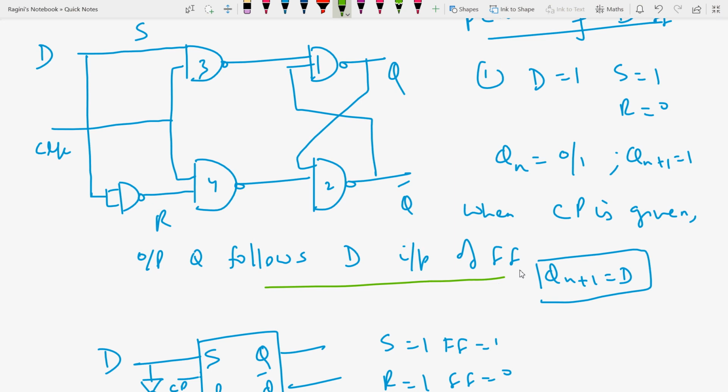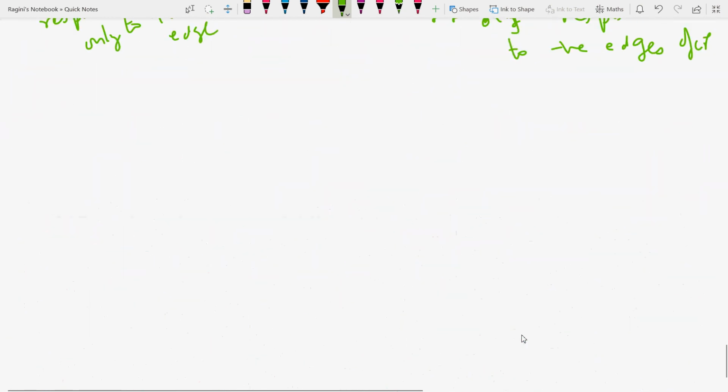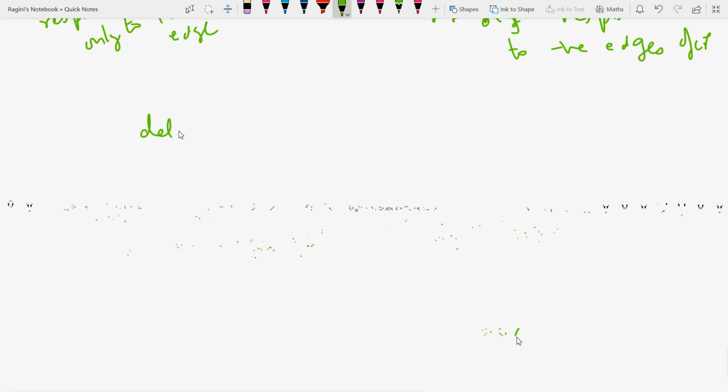Okay. So this D flip flop, what are the applications here? Applications: D flip flop is used as a delay element. It is used in digital latches. It is used like a transparent latch, okay?